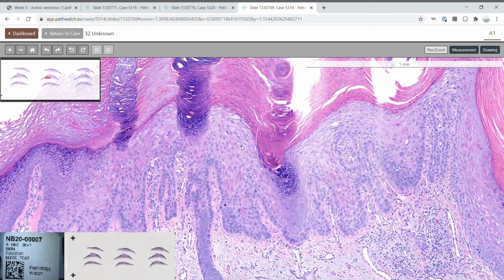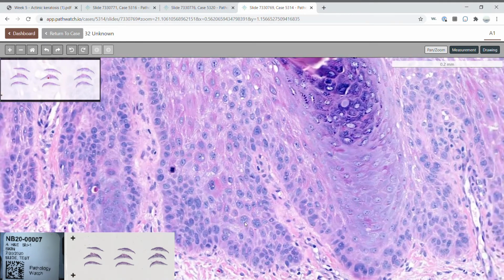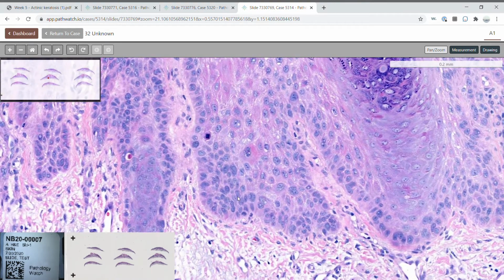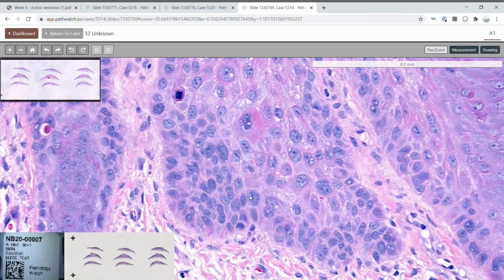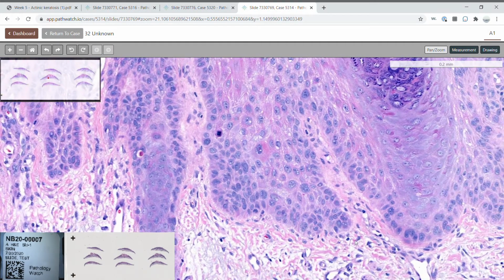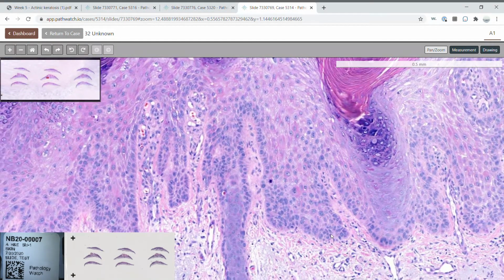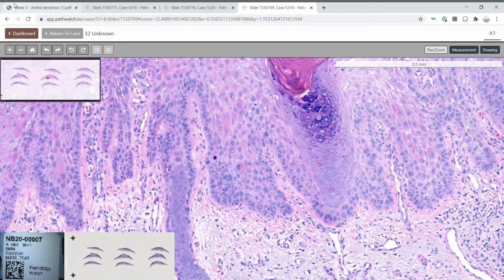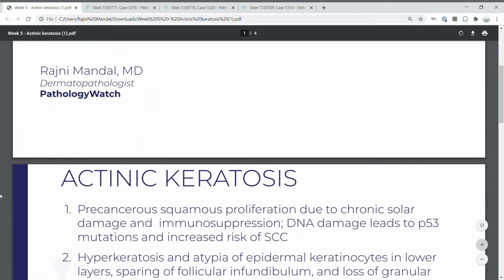There is loss of the granular layer, and there is marked atypia of the basal layers of the epidermis. There is nuclear crowding, nuclear size is increased, as well as a coarse chromatin pattern. Sometimes you can have budding of the epidermis into the superficial layers of the dermis, which can resemble a superficial invasive squamous cell carcinoma. So here are your 5 flashbacks for today.